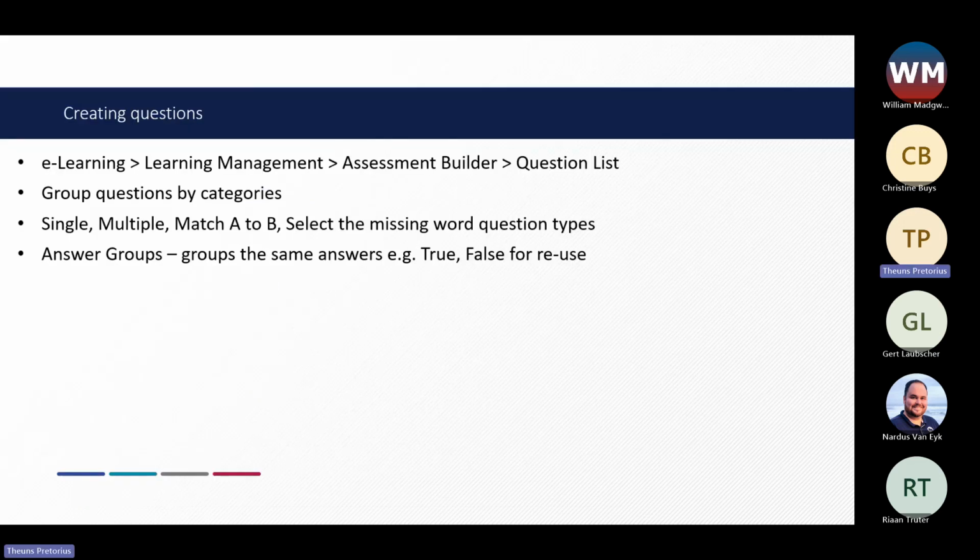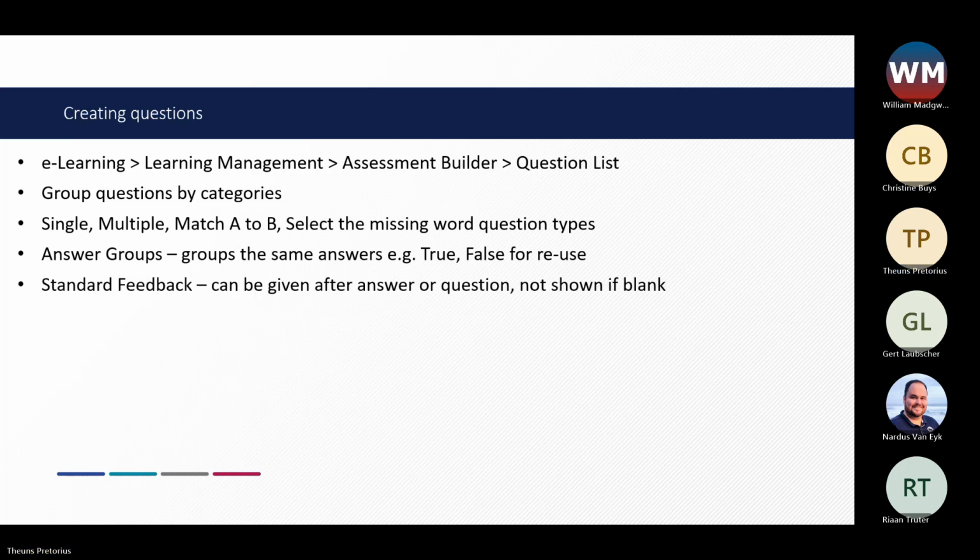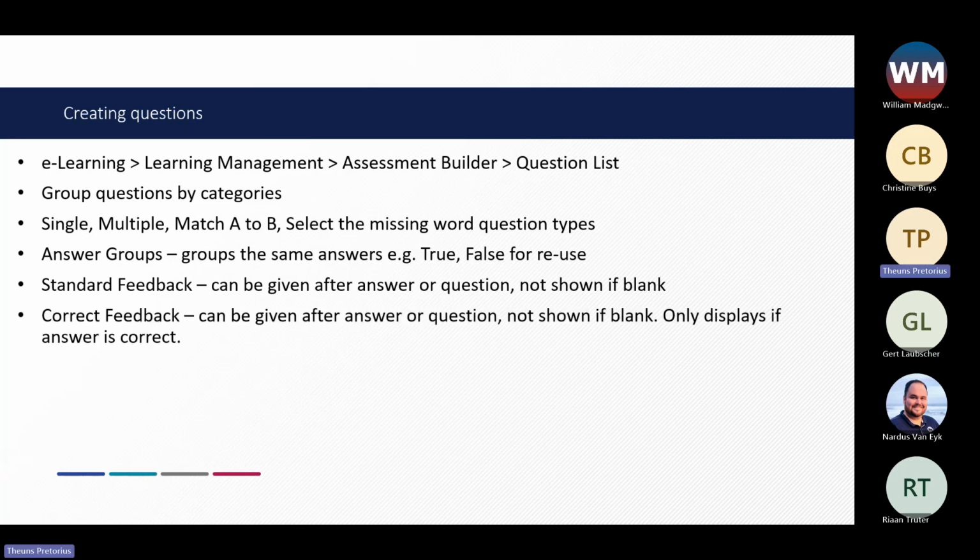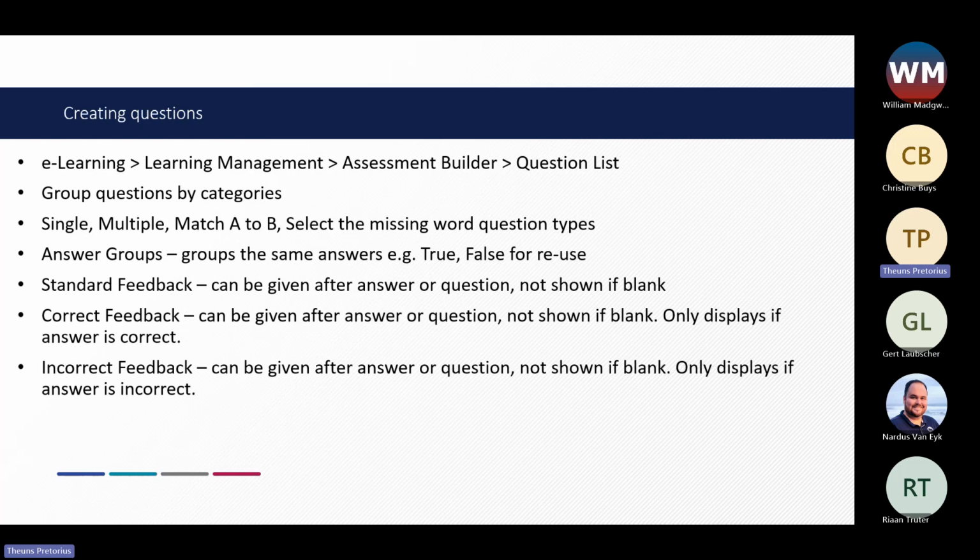Right, so we have answer groups. I'm going to go to the assessment now. Standard feedback can be given after answer or question. It's not shown if it's blank. Correct feedback can be given after answer or question, not shown if blank. Only displays if answer is correct. Incorrect feedback is only displayed if the answer is incorrect.